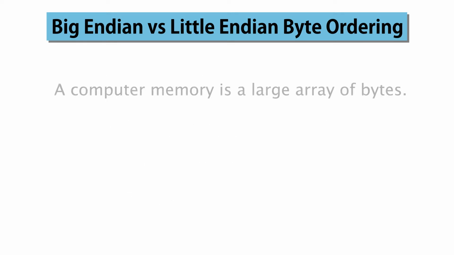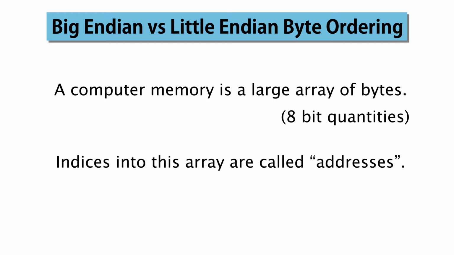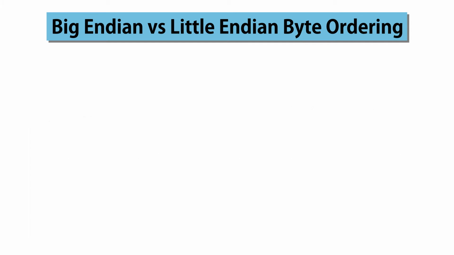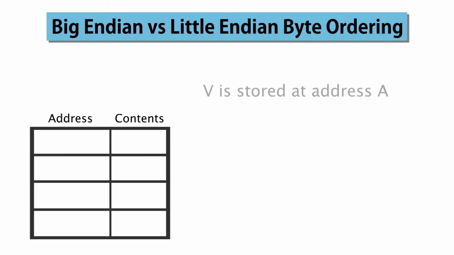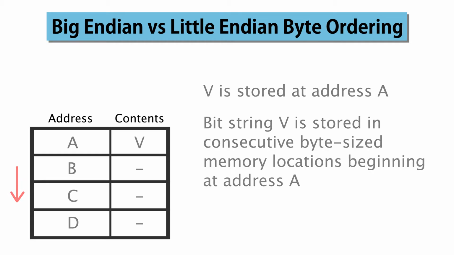First of all, recall that a computer memory is just a large array of bytes, that is, 8-bit quantities. Indices into this array are typically called addresses and run from 0 to some large positive number. When we say that value V is stored at address A, we mean that the bit string representing V is stored in consecutive byte-sized memory locations beginning at address A.